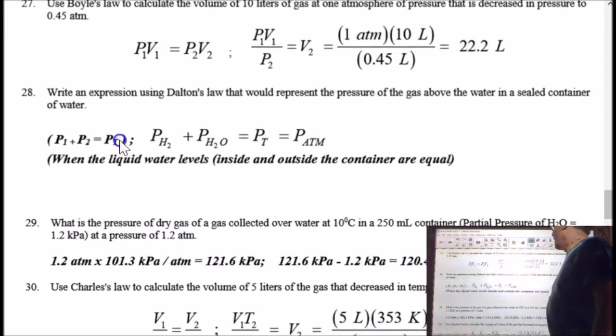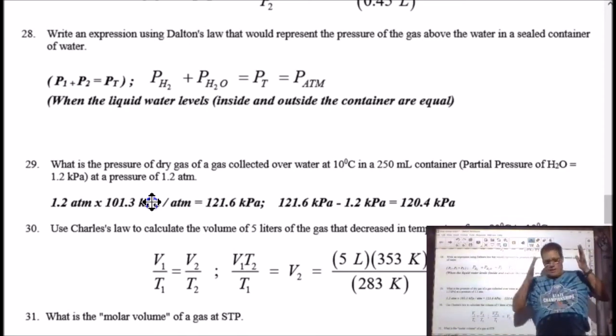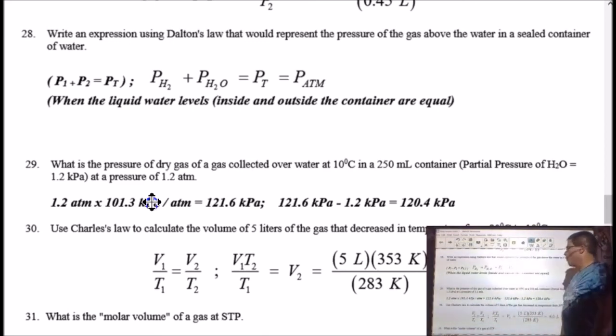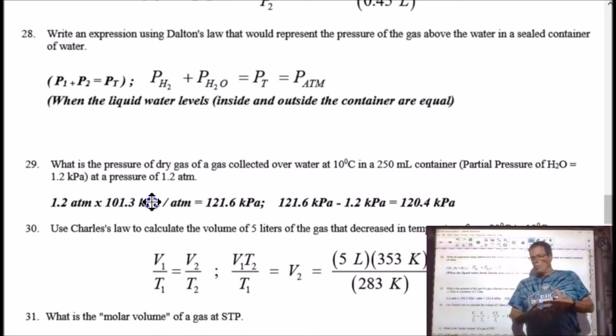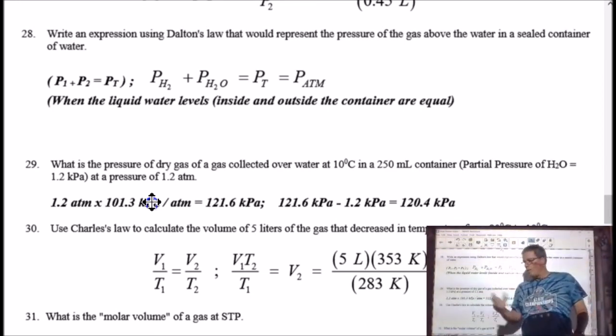Love it. Question 28, write the expression for using Dalton's law. Dalton's law deals with the law of partial pressures, where if you take multiple gases and put them together, since all gases, if they're not reactive, will exert their own pressure, because again, a gas is mostly made up of empty space. So if you have two gases put together, you take the partial pressure of the one gas with the partial pressure of the other gas, put it together, and we have a total pressure. So this question is talking about the pressure of gas above water in a sealed container. So you have water vapor, and in this case, it looks like hydrogen gas. Put them together, and we get the total.